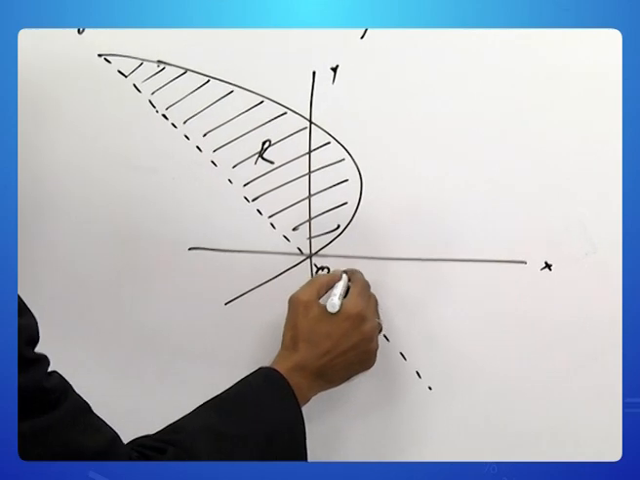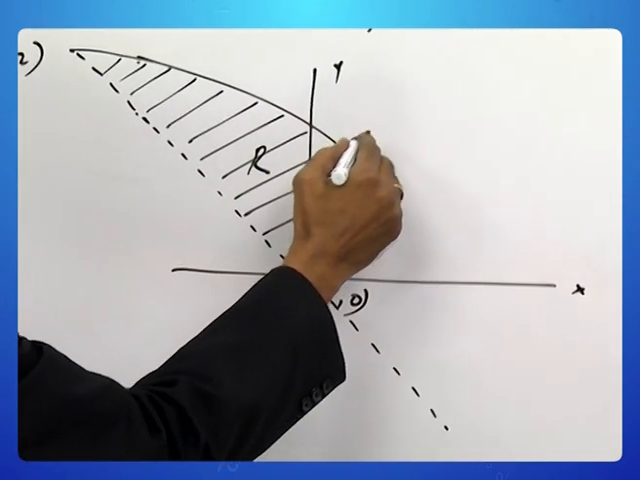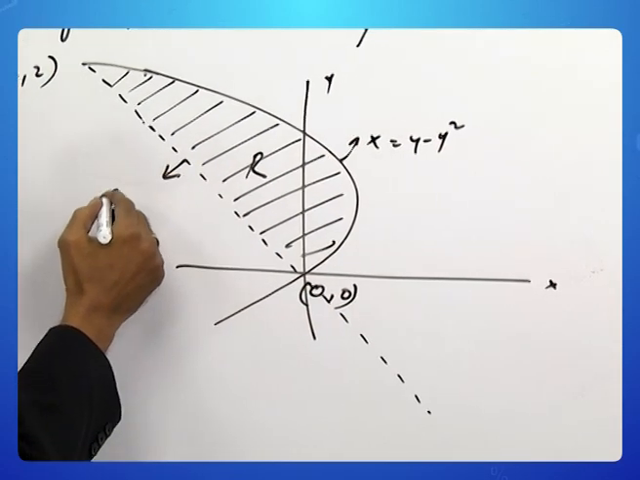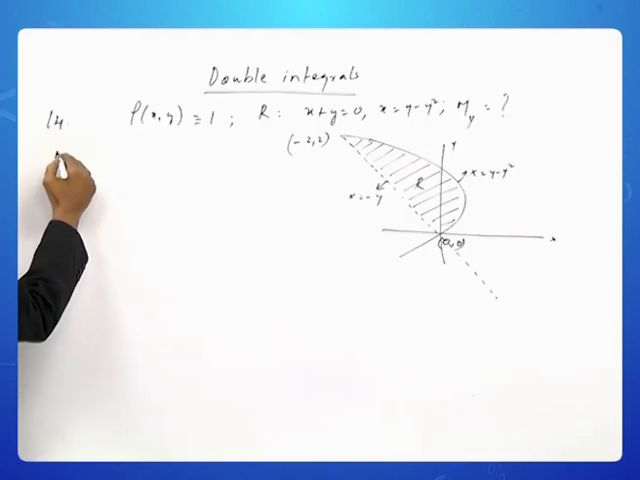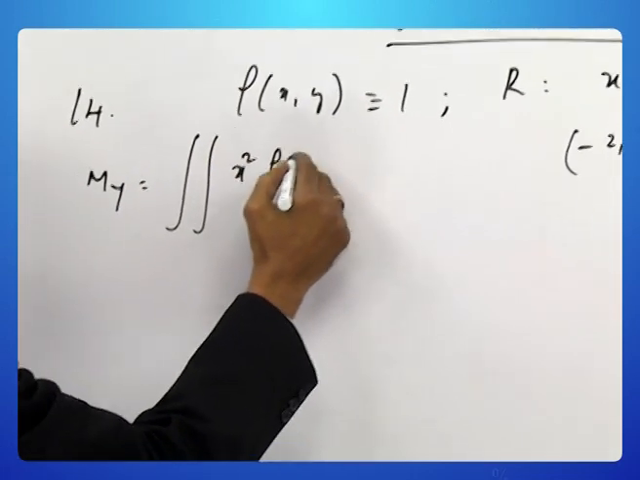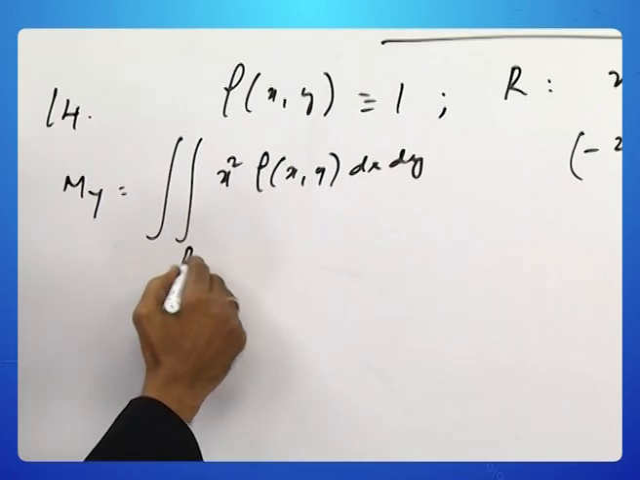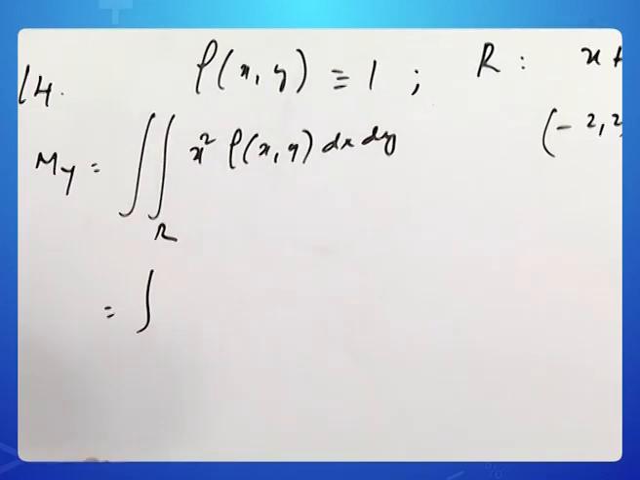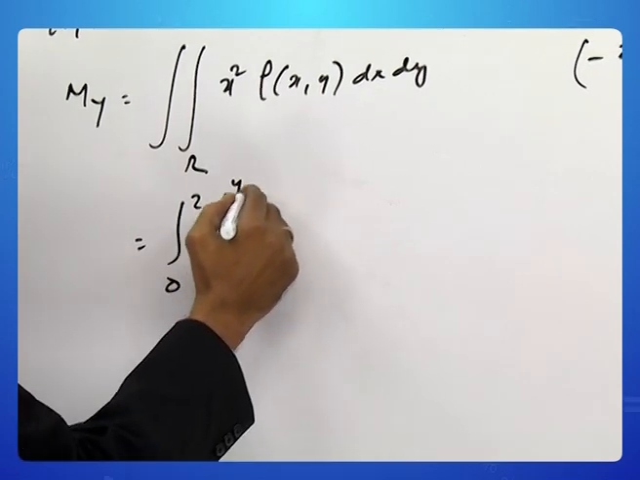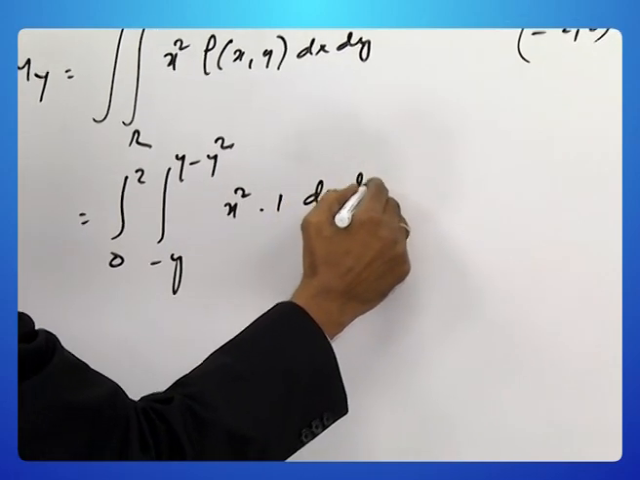The points of intersection 0, 0, minus 2, 2. This is x is equal to y minus y squared. This is x is equal to minus y. So the moment of inertia about y-axis is double integral x square into the density function. So when you apply the limits, y limits from 0 to 2, x limits from minus y to y minus y squared, x squared into 1 dx dy.